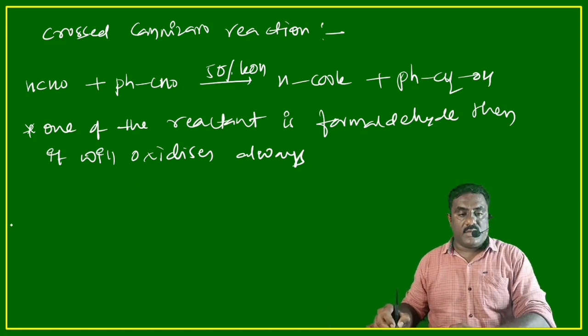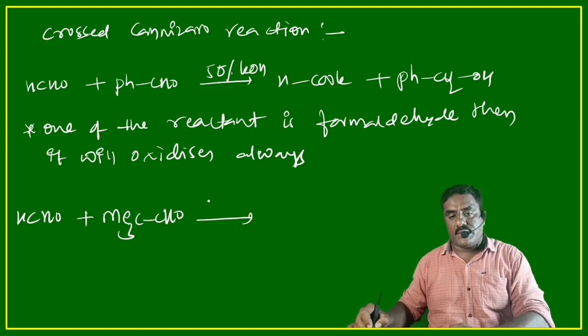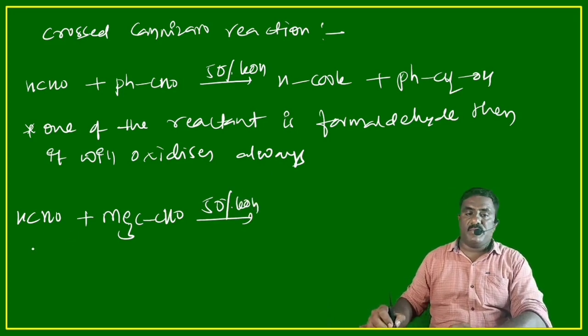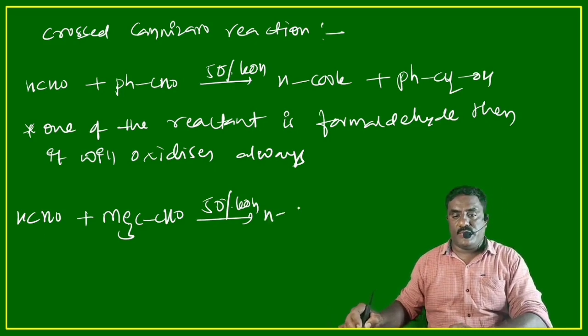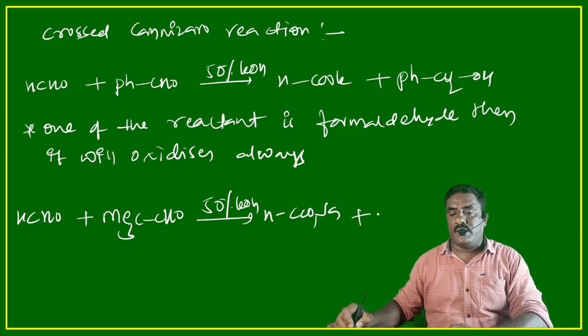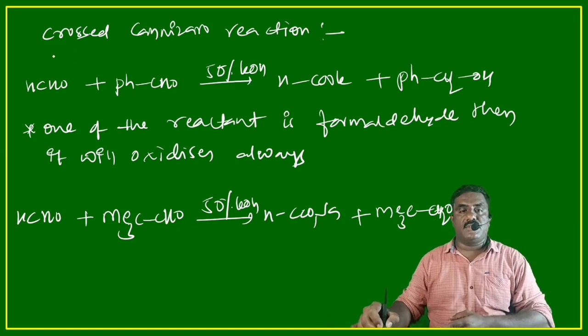Let's take one more example. HCHO plus CH3CHO. What are the products? Let's take 50% potassium hydroxide. So obviously, the formaldehyde is converted to HCOONa, it is oxidized. The other aldehyde is converted to alcohol, CH3CH2OH. This is the crossed Cannizzaro reaction.